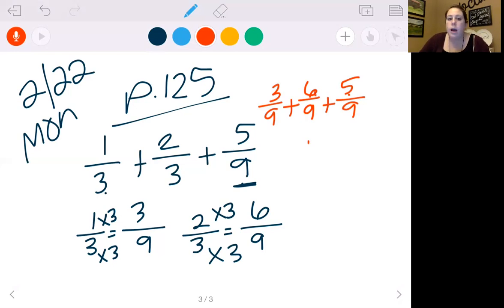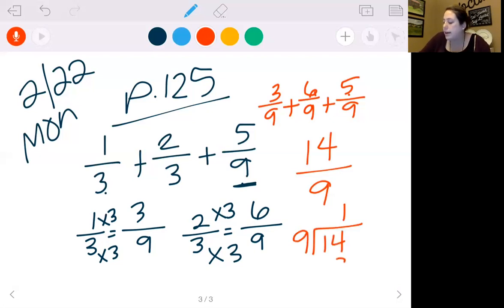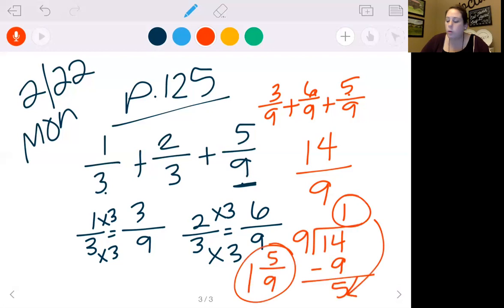Now, I wish we could leave it like that. It'd be a lot easier, but we can't. We have to make it into a mixed number. So we do 9 into 14. 9 goes into 14 one time. 14 minus 9 is 5. That's my whole number, that's my numerator, that's my denominator. We get 1 and 5/9. So super simple. We did not have to reduce on this one. It was already reduced for us, but if you need to reduce, then you have to reduce.